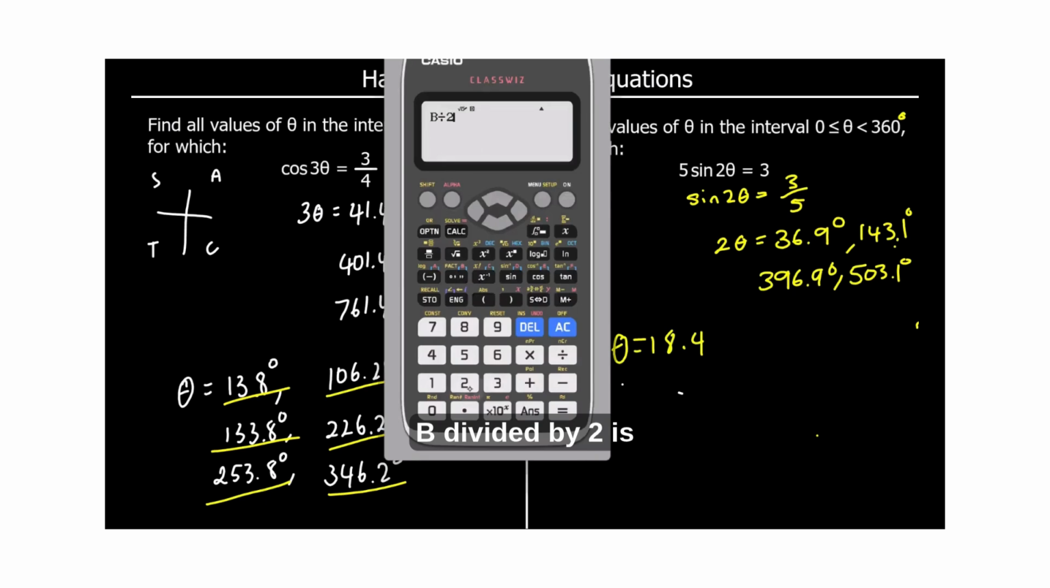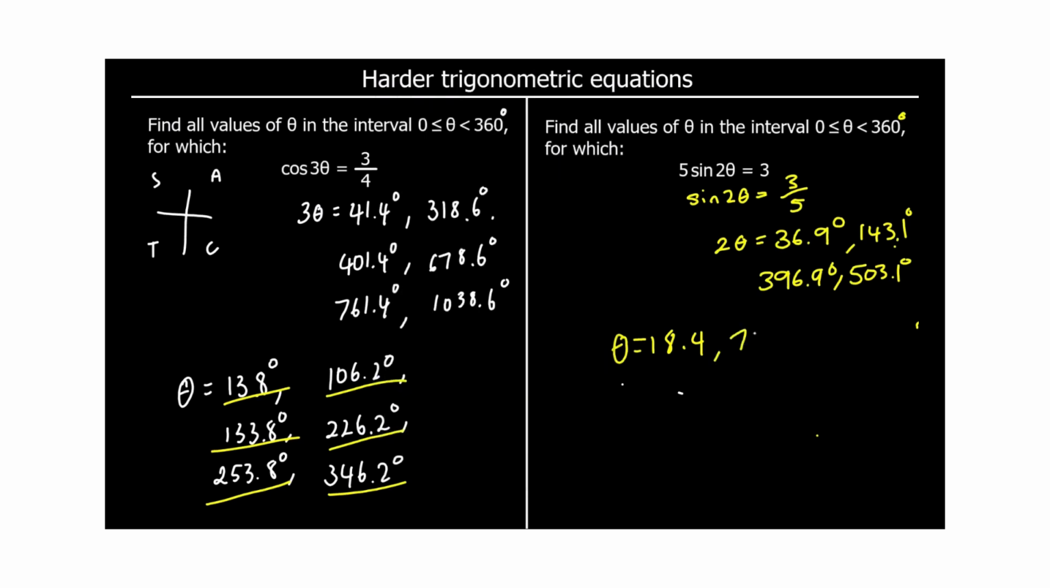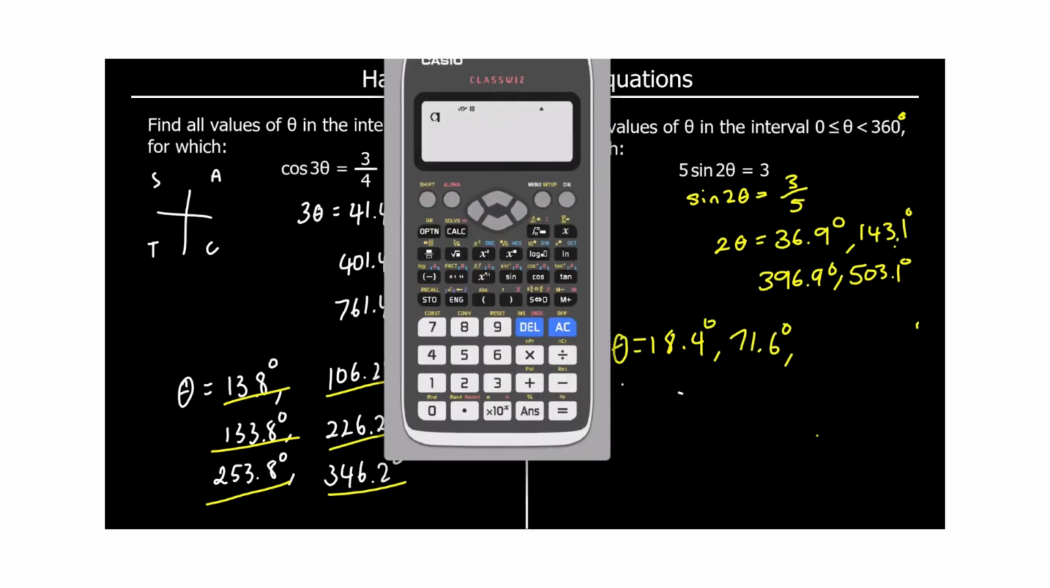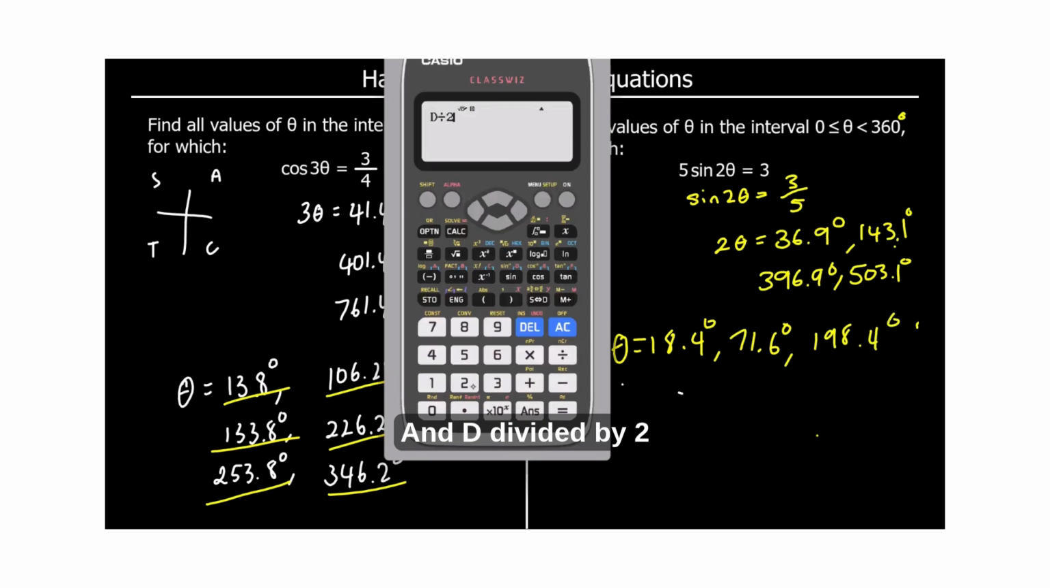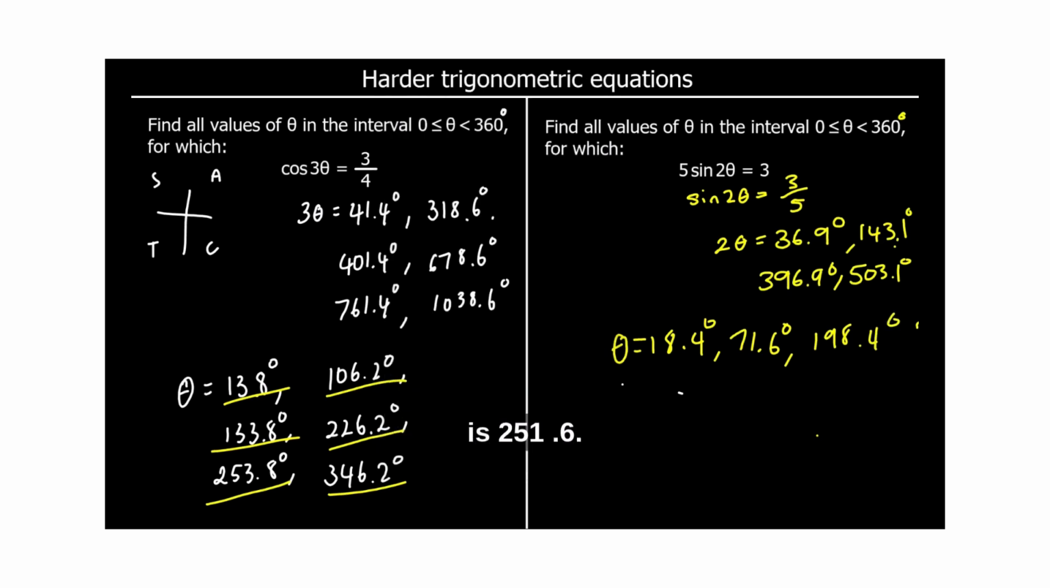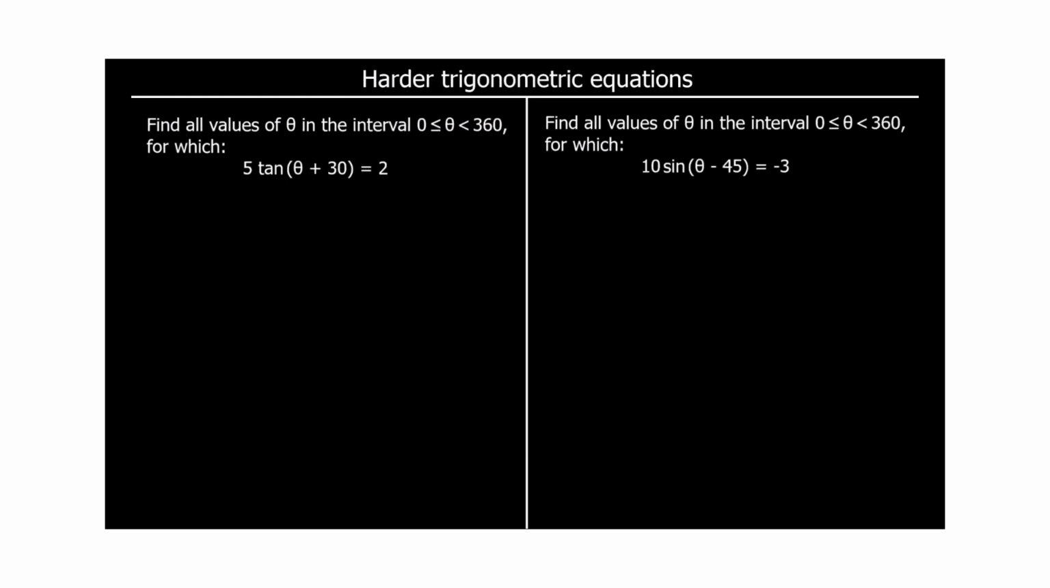We've got B divided by 2 is 71.6. C divided by 2 is 198.4. And D divided by 2 is 251.6. So we have 4 answers. Find all the values for theta in the interval 0 to 360 degrees again, for which 5 tan theta plus 30 equals 2.